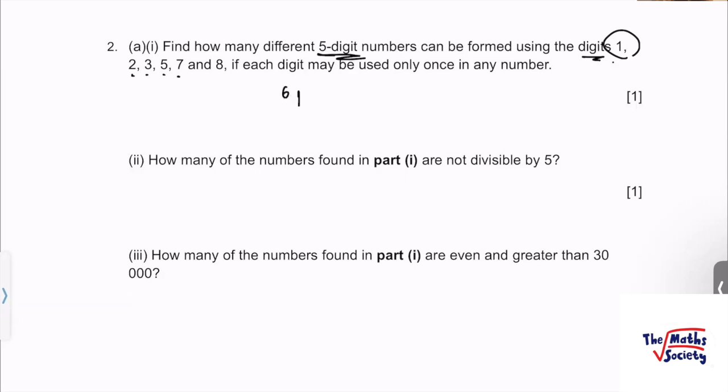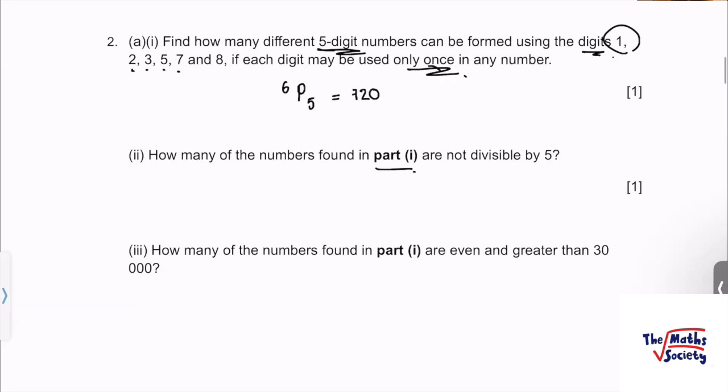And then how many 5 digits? So it's just going to be 6P5, which is going to equal 720. And it does say you can only use each digit once. And how many numbers found in part 1 are not divisible by 5?